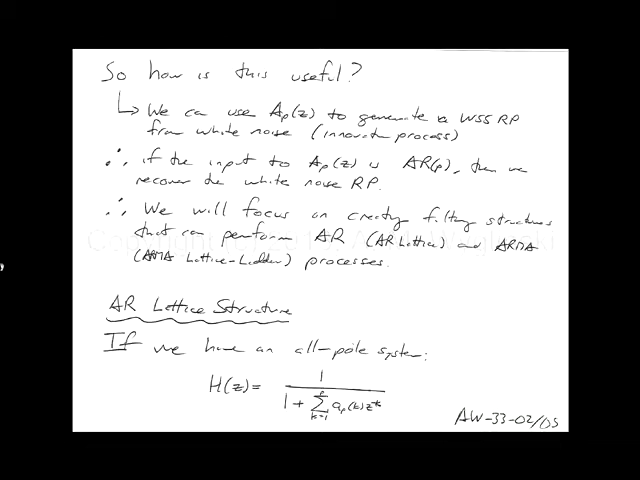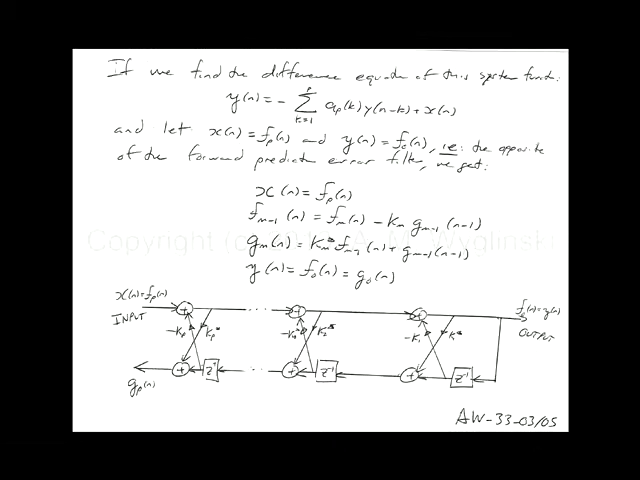So just as before, remember the all-pole system? This H(z) is equal to 1 over 1 plus the summation from k equals 0 to p of a_p(k) z^(-k). So it's a pth order system, right? It's all poles. All the zeros don't exist. Only poles are defined in this structure.